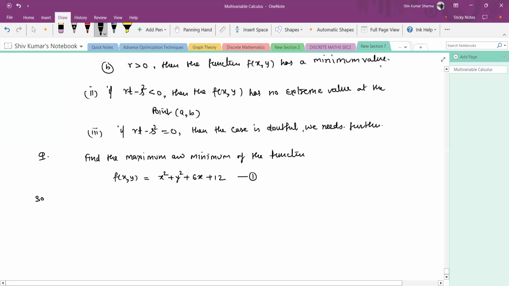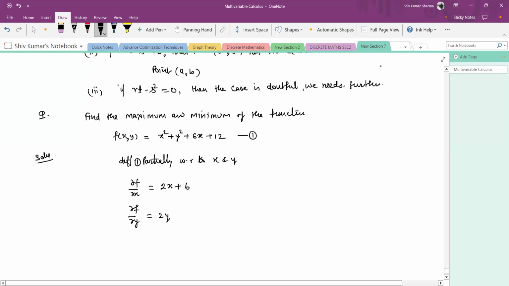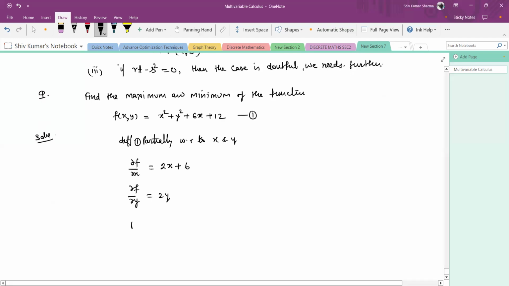Now in the solution, first we obtain the first derivatives. We differentiate partially with respect to x and y. Del f upon del x gives us 2x plus 6, and del f upon del y gives us 2y. So these are the first derivatives. We put del f upon del x equal to 0 and del f upon del y equal to 0 for finding the stationary value.